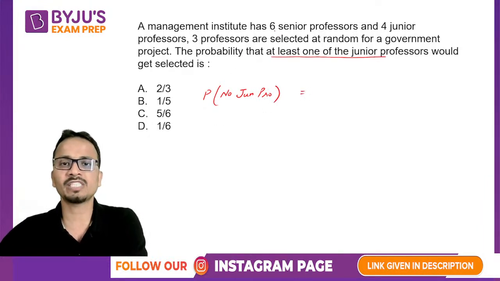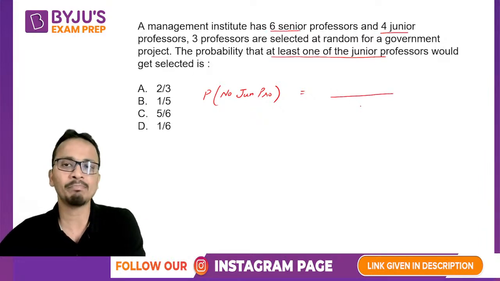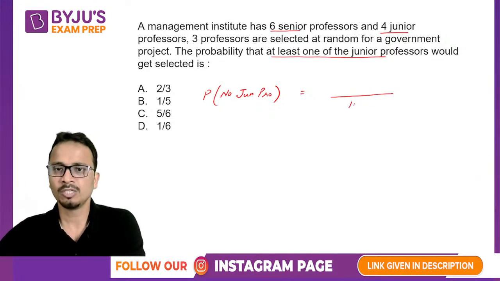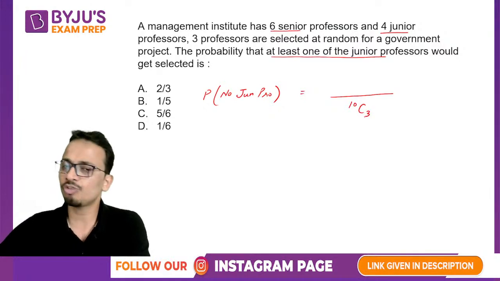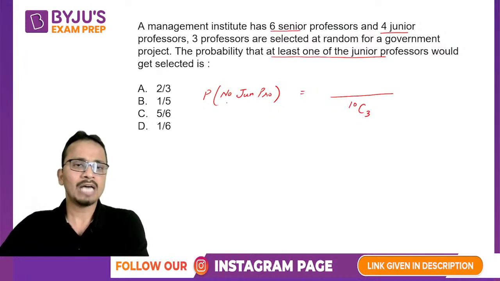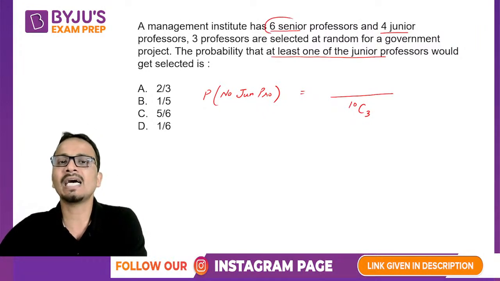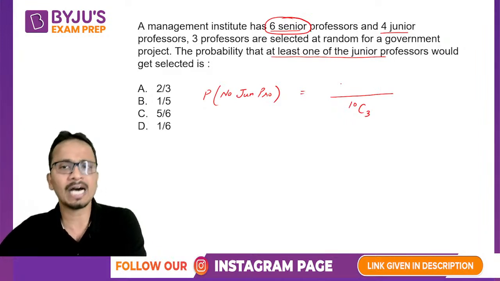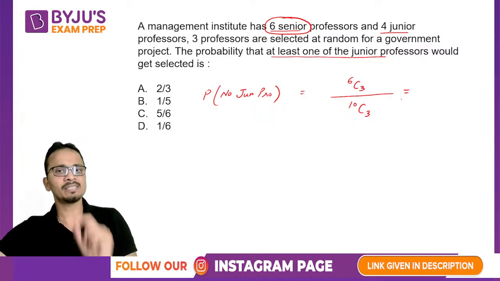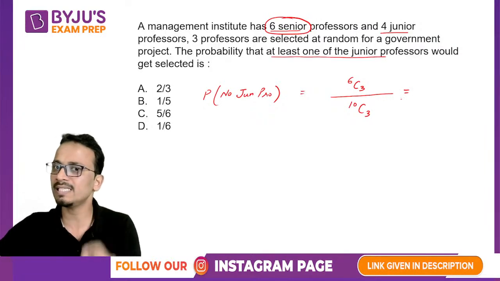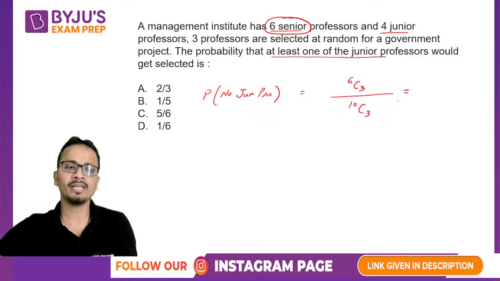So total number of professors we have is 6 senior and 4 junior. First of all, I'll talk about the sample space, the denominator. So out of a total of 10, I need to select 3. So the denominator will be 10C3. Now I'm looking at the probability that no junior professor is selected. That means all 3 professors selected are senior. There are 6 senior professors, so out of 6, I'll select 3. So 6C3 is the number of ways of selecting all 3 senior professors out of a total of 10 professors.